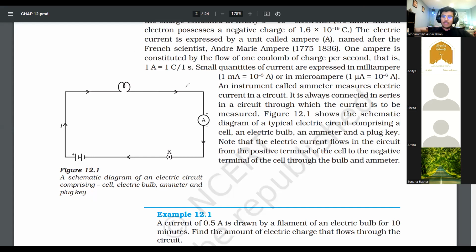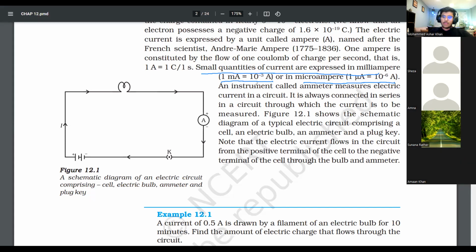Now, so we've seen about electric current and things like that. So again, as it says here, small quantities of current are expressed in milliamperes, where 1 milliampere is equal to 10 to the power minus 3 amperes, or microamperes, where again it is 10 to the power minus 6. Now, an instrument, okay, this is also very important. This is called an ammeter. This is an instrument that we usually use in circuit diagrams. Later we'll get to circuit diagrams. A circuit diagram is, I guess you can say, a schematic representation of an electric circuit.